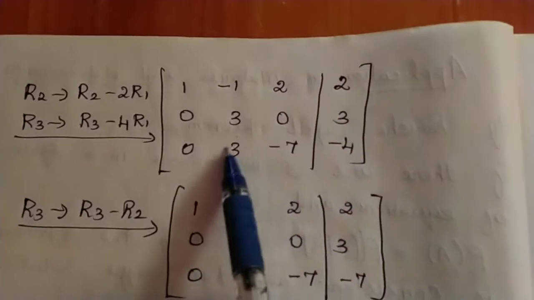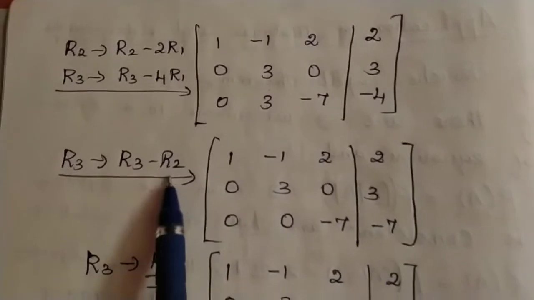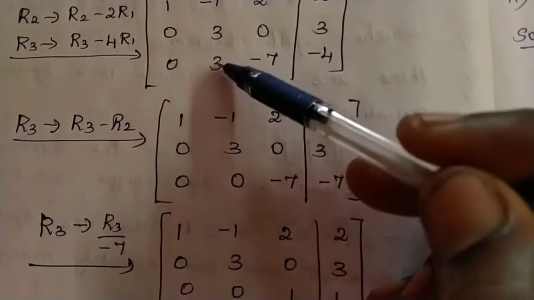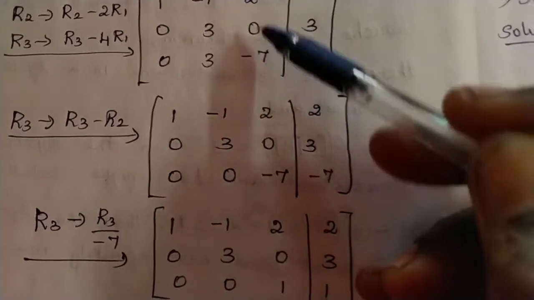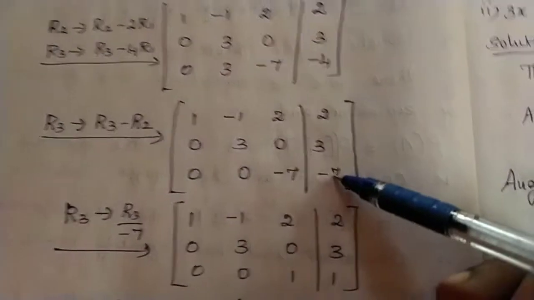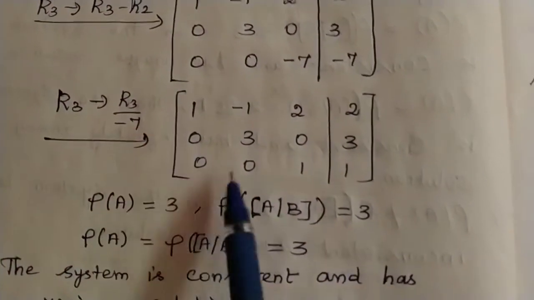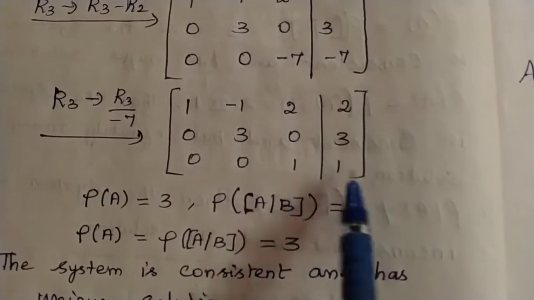Next, we want to make this place equal to 0. Here 3, 3, then R3 implies R3 minus R2. Directly subtract: 0, 3 minus 3 is 0, minus 7 minus 0 is minus 7, 4 minus 3 is 1. Hmm, the row is 0, 0, minus 7, 1. Here minus 7 is common, divide. Now 0, 0, 1, 1.